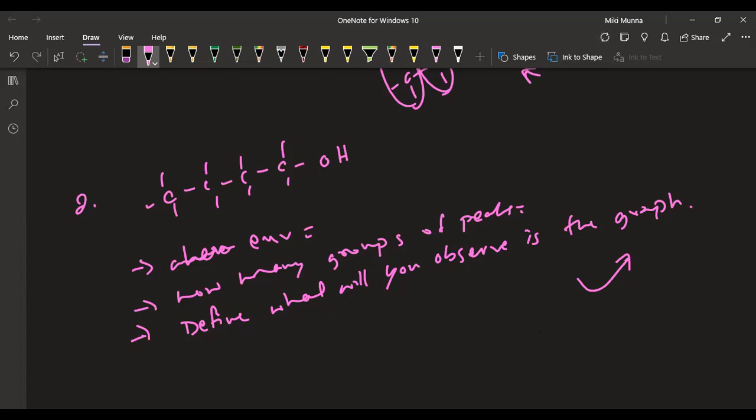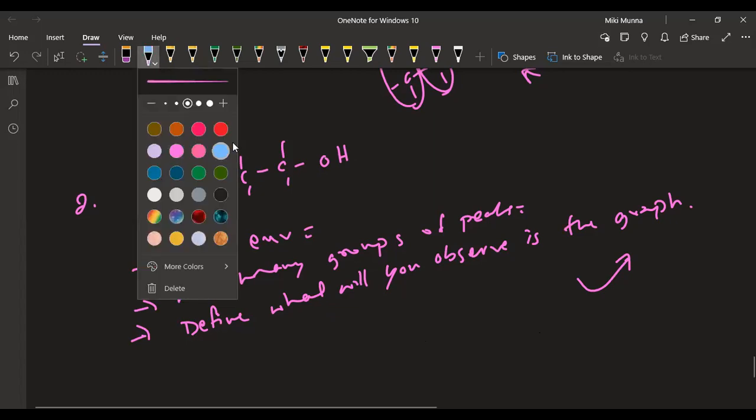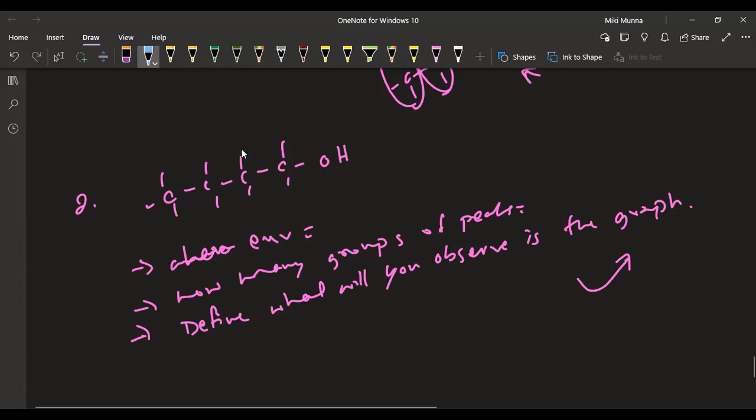So try it yourself, pause the video and try it yourself. If you couldn't, then we'll be solving it together. No worries. At first, let's see from this position. How many chemical environments are there? Obviously, this is one whole unit. With respect to this, on one side we have what? OH, on another side we have what? CH2. So this is one unit.